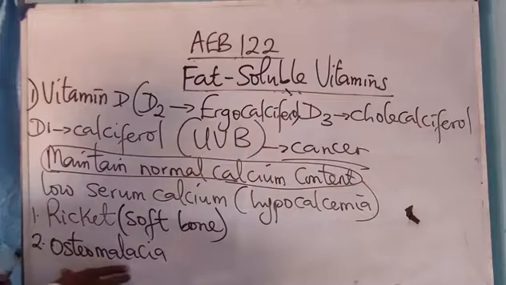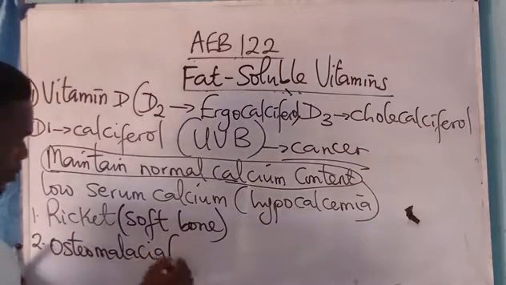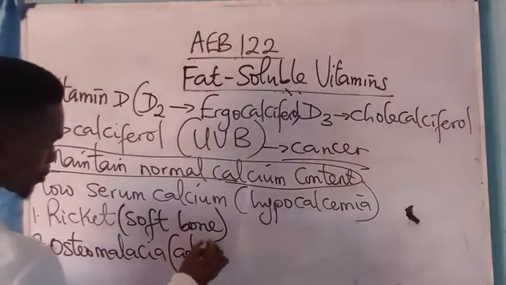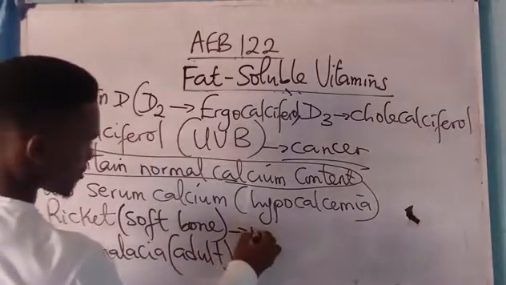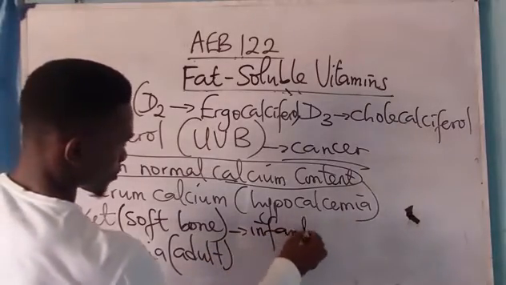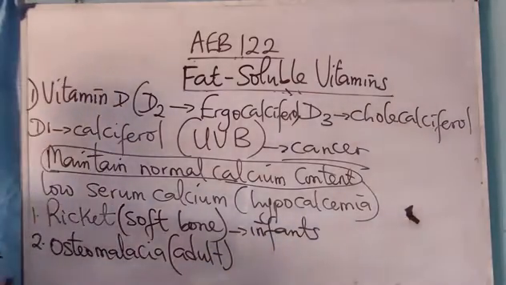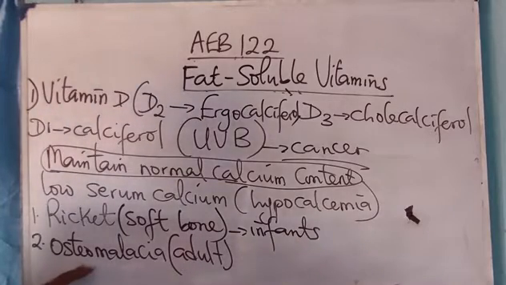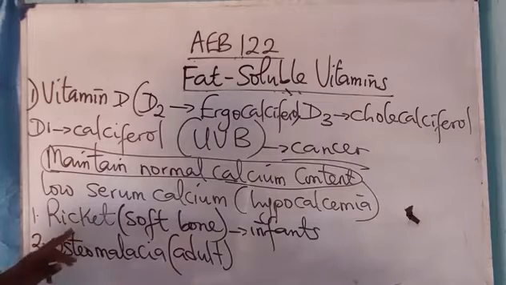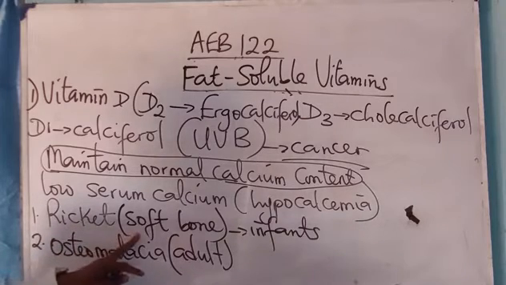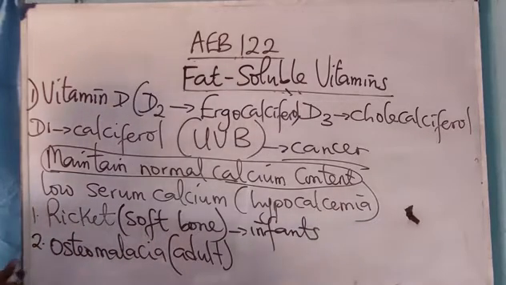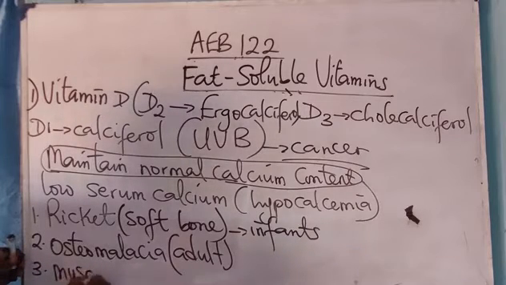Then in adults, it results in what is called osteomalacia. Osteomalacia in adults. This one occurs in adults. This one occurs in infants. So osteomalacia is restricted to adults. Then rickets is restricted to what? Infants.